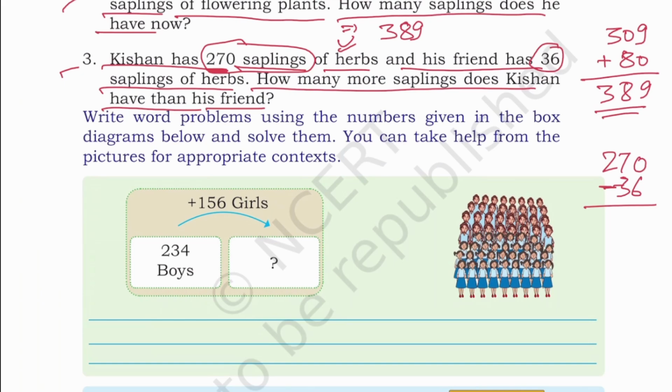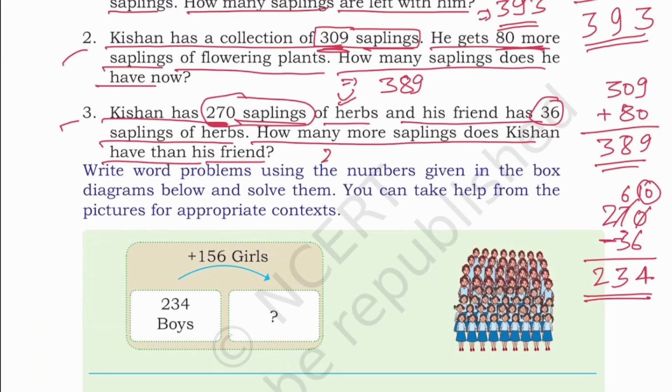270. 6 is more than 0, so 1 is taken from 7, it becomes 6 and 0 becomes 10. 6 taken from 10, 4 will remain, and 3 subtracted from 6, 3 will remain, and 2 comes down. That is, the answer will be 234.